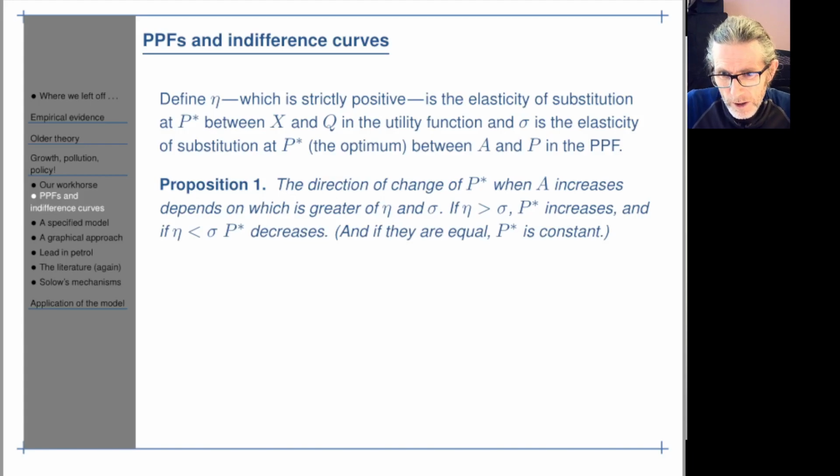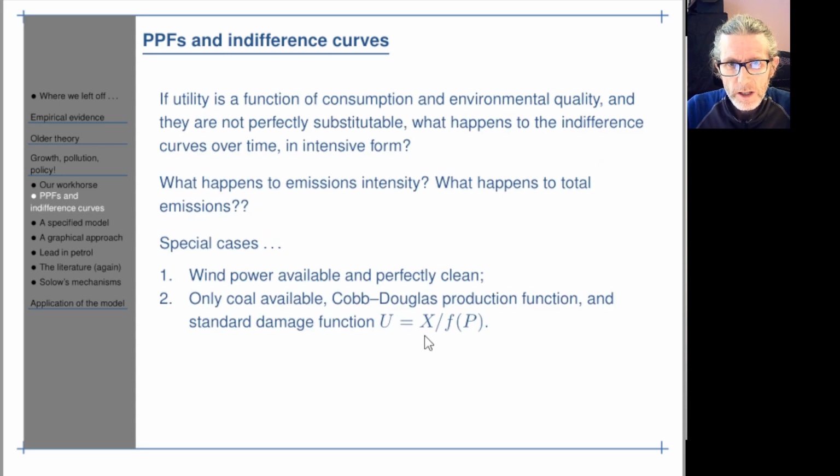Okay, so we've looked at a couple of special cases. We looked at the case where we had a perfectly clean alternative, and we said we will definitely choose that in the long run, and that is proved in the paper. And we also looked at the case with Cobb-Douglas production function and this very simple damage function, and we said in that case emissions will be constant in the long run. They will level out at some constant level.